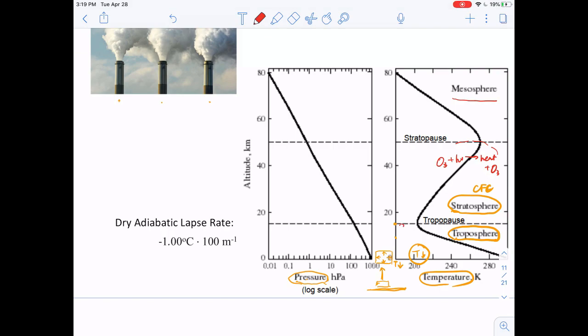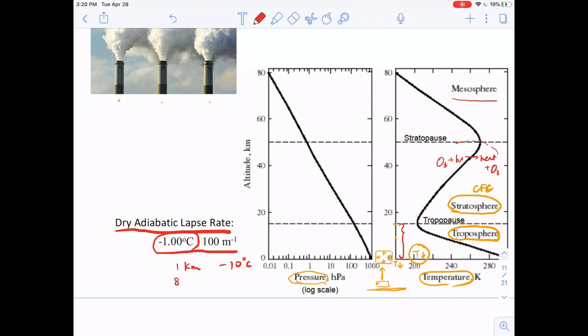The most important layer that's affecting our daily life is the troposphere, and in general, the temperature will decrease as we go higher up. So how much does it decrease? People define this dry adiabatic lapse rate, using the air properties inside the troposphere. In general, for every 100 meters that we climb up, the temperature will reduce by 1 Celsius. For example, if we go up a mountain that is 1 kilometer high, the temperature will typically reduce 10 Celsius.